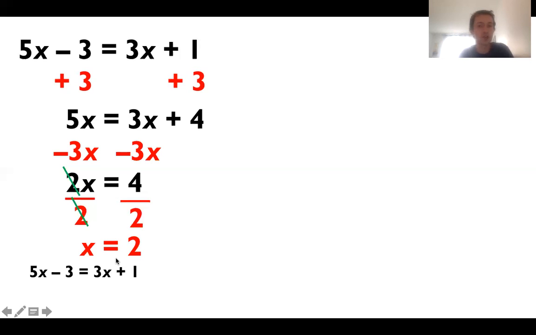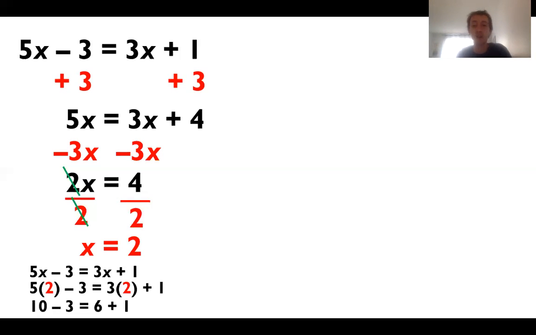And again, I should always check my answer. Here's what we started with. Let's replace the x by 2. 5 times 2 is 10 minus 3. That equals 7. On the right, I've got 3 times 2, which is 6 plus 1. That also equals 7. So we've got 7 on each side. We are good. Another example here.